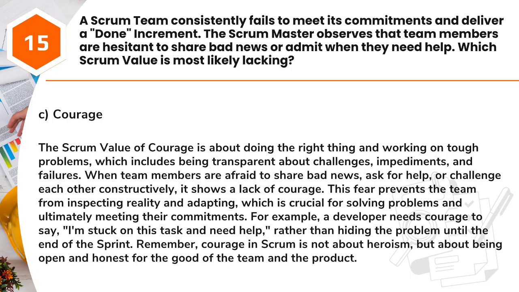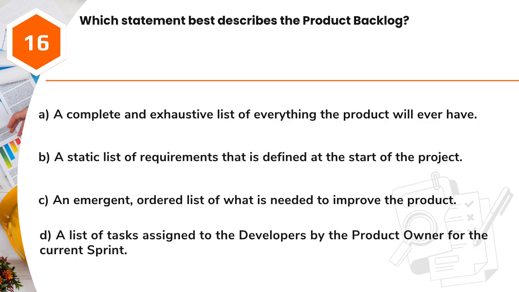Courage. The Scrum value of courage is about doing the right thing and working on tough problems, which includes being transparent about challenges, impediments, and failures. When team members are afraid to share bad news, ask for help, or challenge each other constructively, it shows a lack of courage. This fear prevents the team from inspecting reality and adapting, which is crucial for solving problems and ultimately meeting their commitments. For example, a developer needs courage to say, "I'm stuck on this task and need help," rather than hiding the problem until the end of the sprint. Remember, courage in Scrum is not about heroism, but about being open and honest for the good of the team and the product.